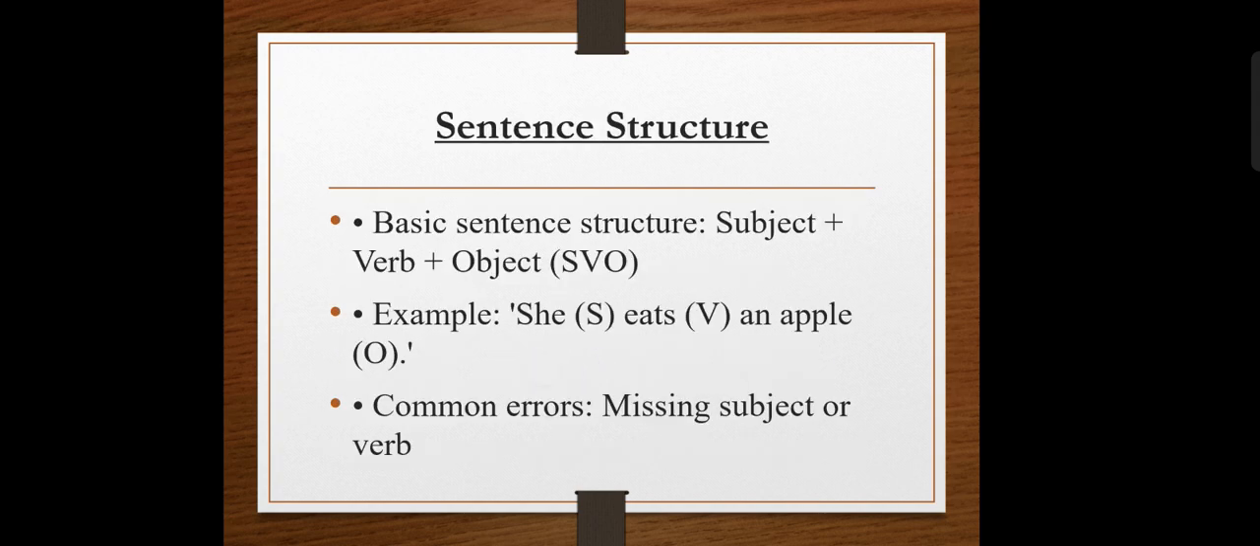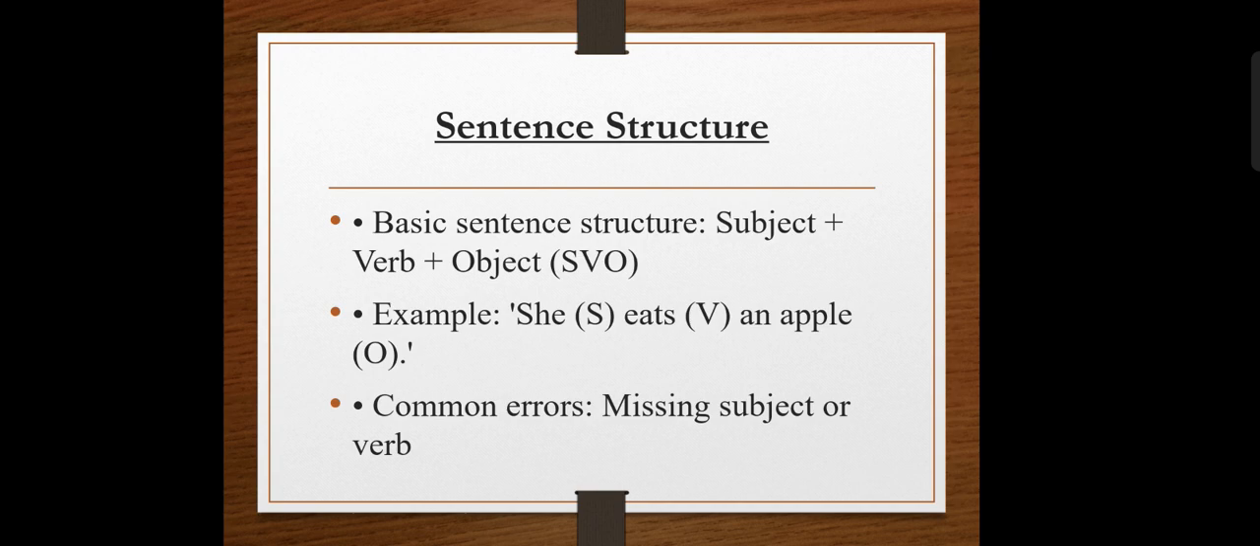Next, we have sentence structure. In every language, there is a particular sentence structure that is followed. Let's take Malayalam for instance. In Malayalam, we say അവൾ ആപ്പിൾ കഴിച്ചു. So the word order is അവൾ, which is the subject, ആപ്പിൾ, which is the object, and കഴിച്ചു, which is the verb. So the word order in Malayalam is subject, object, verb.